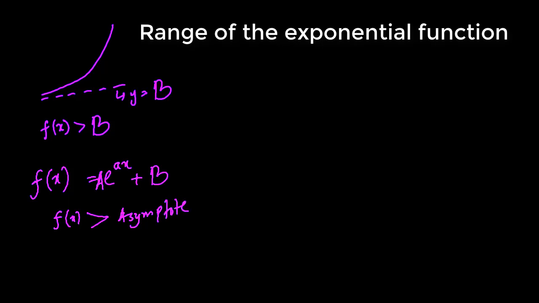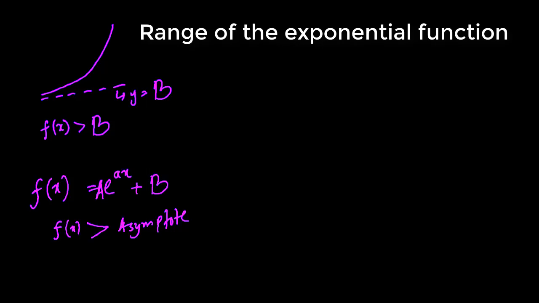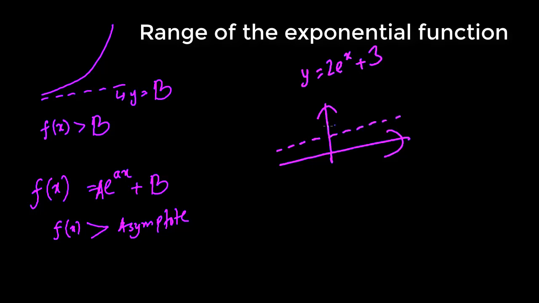And in this particular case, the range is going to be f(x) greater than b. Now if you add a number, what happens? The asymptote keeps rising. Suppose you have y equals 2 e to the power x plus 3. The picture would be, this is the x-axis, so this would be the asymptote. Previously it was 0, now the asymptote would be 3. So it's a good idea to know the sketching of exponential functions if you want to find the range. This is the asymptote, so f(x) is going to be greater than the asymptote, so greater than 3.